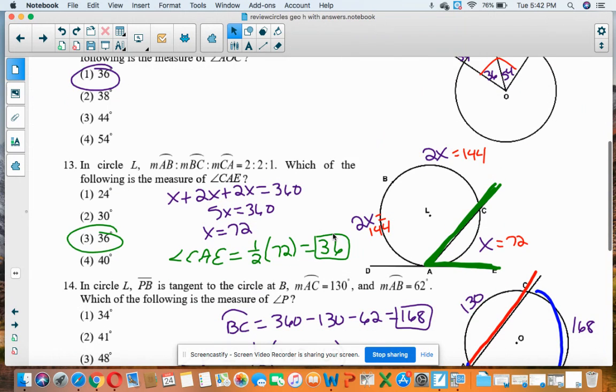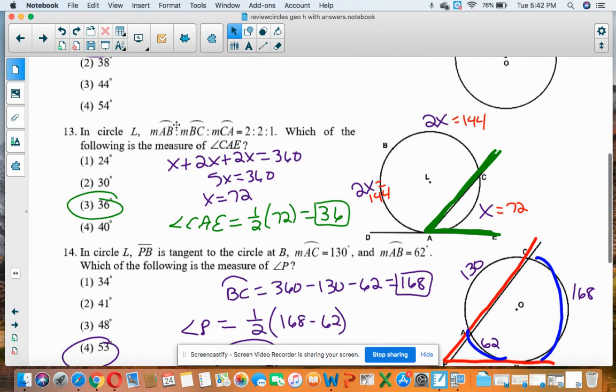We've done problems like 13 before where the arcs are not given to us, but they tell us the ratio of the arcs. So the ratio of all these arcs are 2 to 2 to 1. So the first arc is 2x, so AB is 2x, BC is 2x, and CA is 1x. And you can see I wrote those in purple around the picture. Together they form a complete circle, so that's why they equal 360. I solve for x. I get x equals 72.